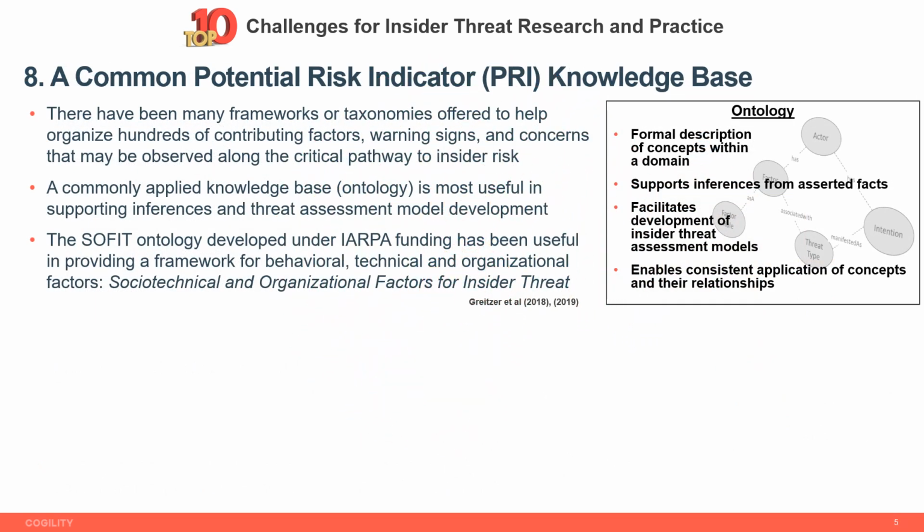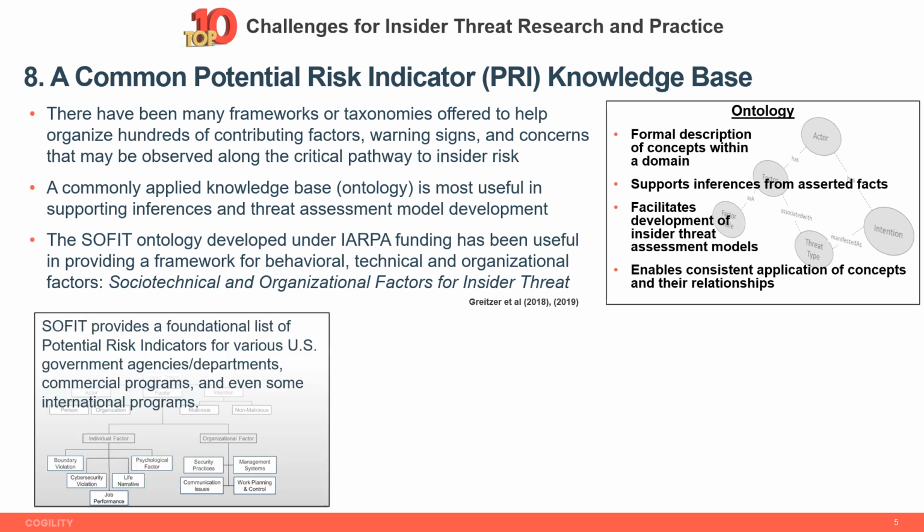Challenge number 8 on my top 10 list is to establish a common framework for understanding and representing potential risk indicators, or PRIs. Of course, there have been numerous frameworks or taxonomies offered to organize our knowledge about contributing factors, warning signs, and concerns that we identify as PRIs along the critical pathway to insider risk. I prefer to use an ontology, a more formal framework that allows me to define multiple associations among concepts instead of a simple one-dimensional taxonomy.